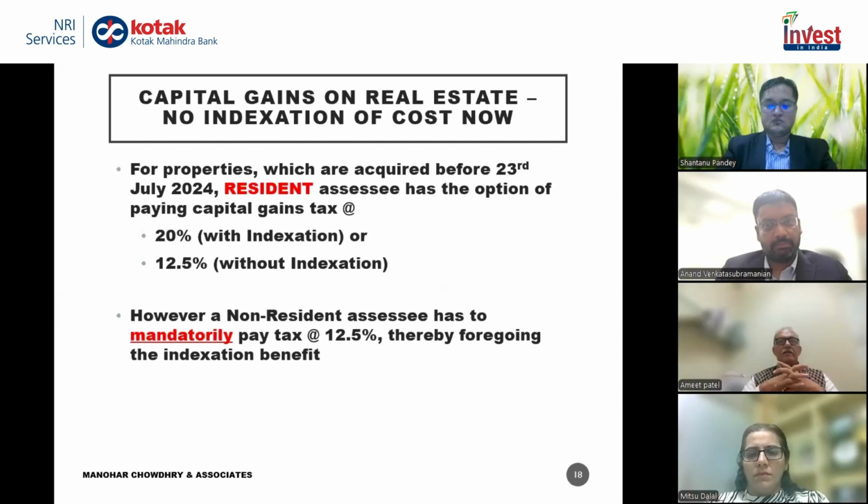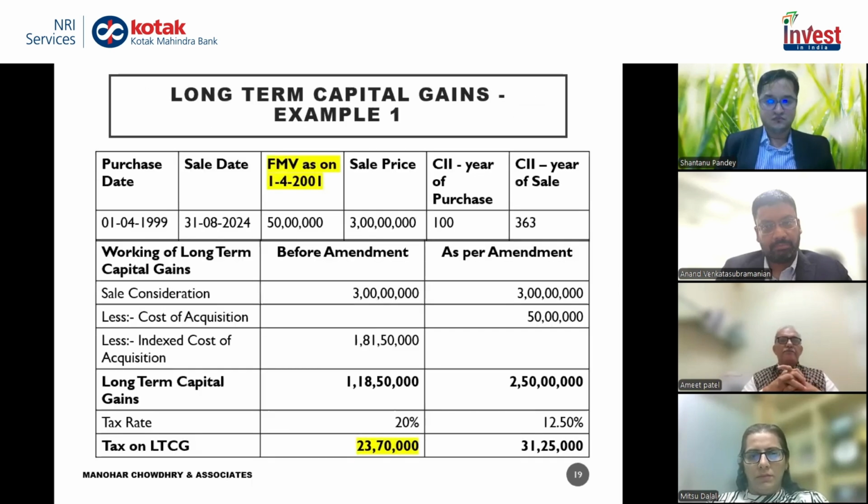But that advantage has not been passed to the non-residents. So therefore, for properties which are acquired prior to 23rd July 2024, a resident taxpayer has the option of paying tax at 20% on indexed gain or 12.5% on unindexed gain. But for non-residents, you have to compulsorily pay tax at 12.5% on unindexed gains.